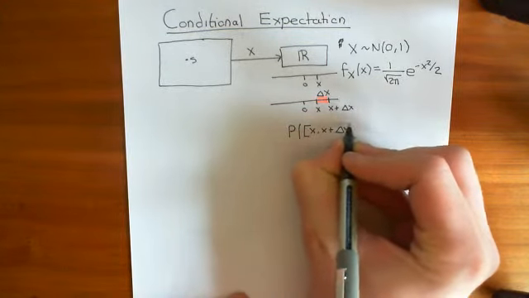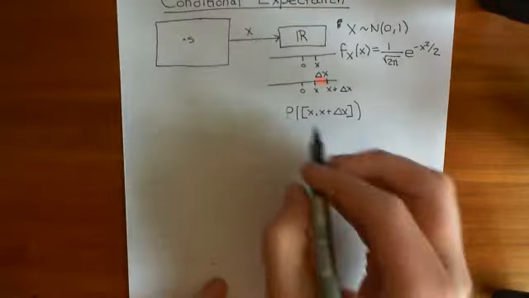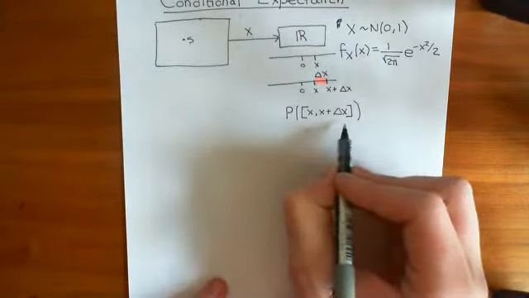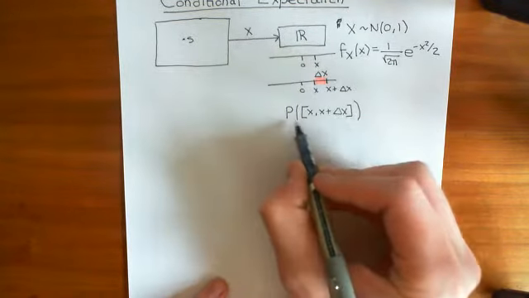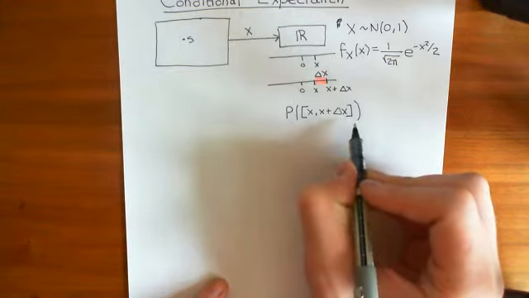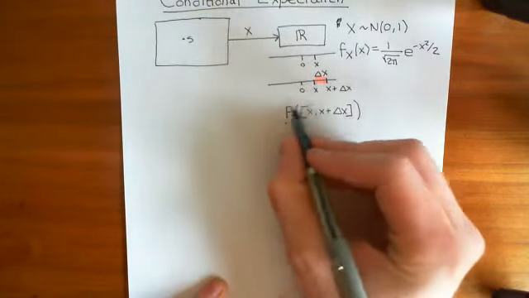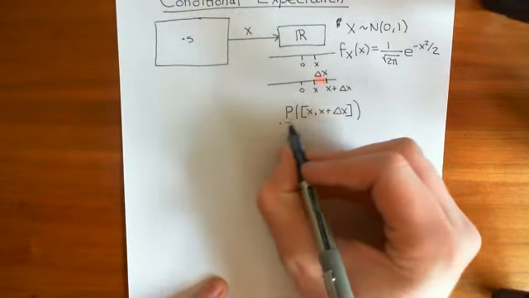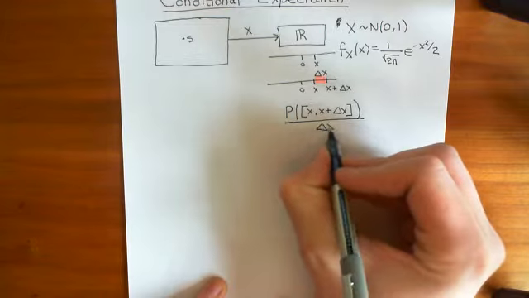And basically what you can do is you can let delta x get smaller and smaller and smaller. And what's going to happen to the probability that you're within that interval as the interval gets smaller and smaller and smaller? Well, the probability that you're within that interval is also going to shrink. So this is going to go to 0 basically, as delta x goes to 0, but what you can do is you can divide it by delta x.